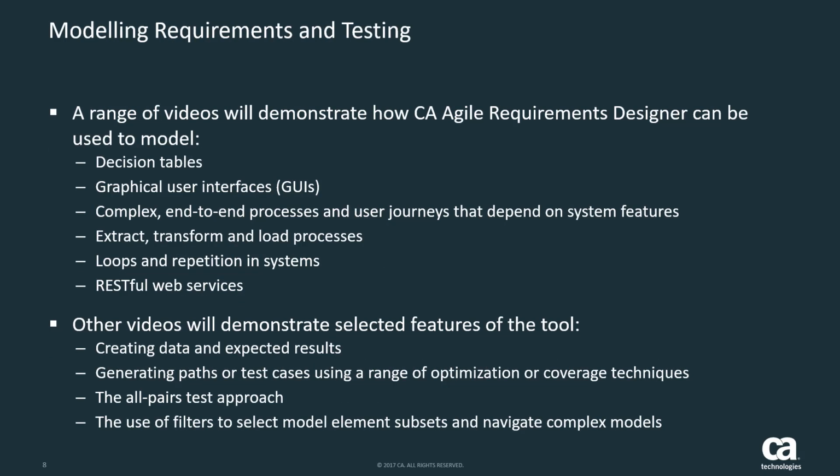ARD can be used to model decision tables and GUIs and complex end-to-end processes and user journeys. We'll use ARD to describe an ETL, extract, transform and load process for a data migration. And we'll talk about loops and repetition in systems, as well as testing web services, and I'll use the RESTful format as an example to demonstrate that. Other videos will demonstrate how you create data and expected results using the tool, and most importantly, how to generate paths or test cases, if you like, using a range of optimization or coverage techniques. I'll focus briefly on the all pairs test approach and describe how you can use filters within the tool to select or query the model that you create.